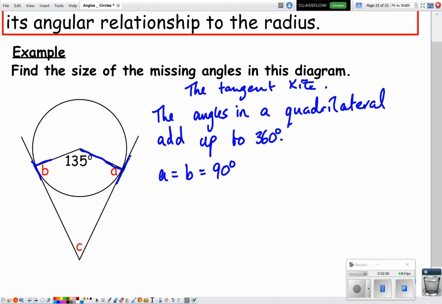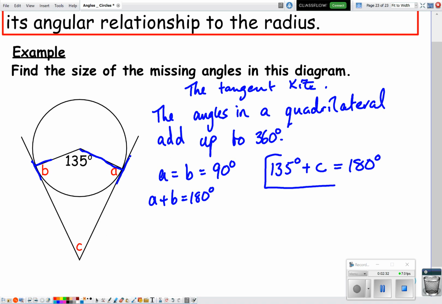So that must mean that by default, 135 plus C must come to 180. And the reason that's true is because if A and B are both 90, then together A plus B comes to 180. And if you just take the right angles out of the scenario here, then 360 take away 180 leaves you with 180 left.